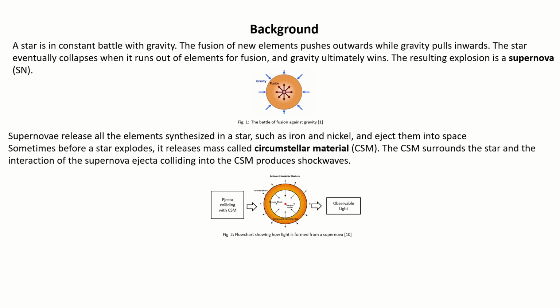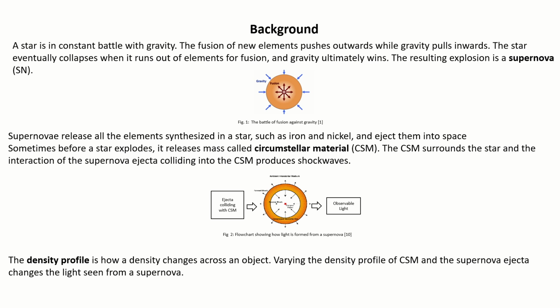This is shown in figure 2. You can see the ejecta collides with the CSM. This produces shockwaves, and the shockwaves actually produce light. And one way to change how the light is seen from a supernova is to change the density profile of either the ejecta or the CSM.